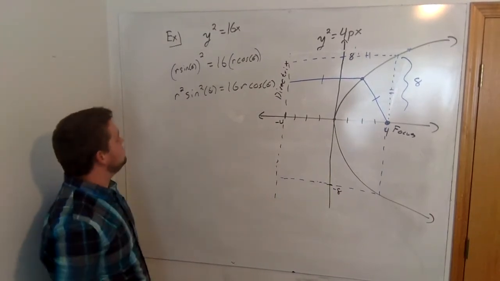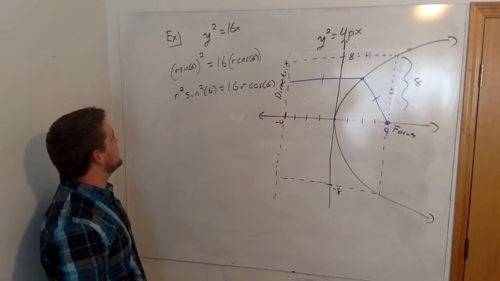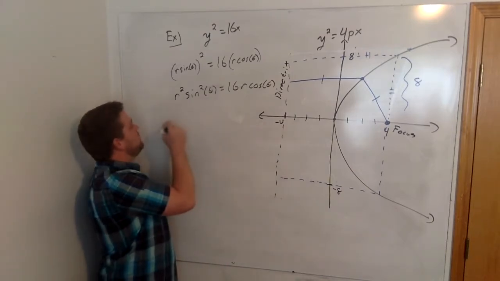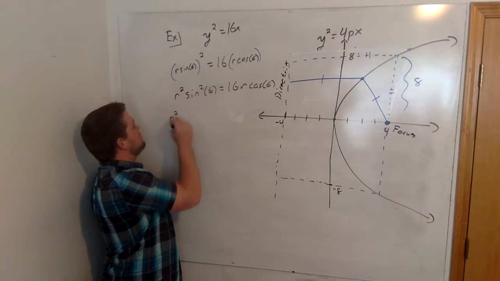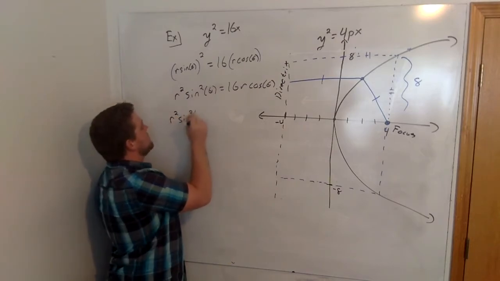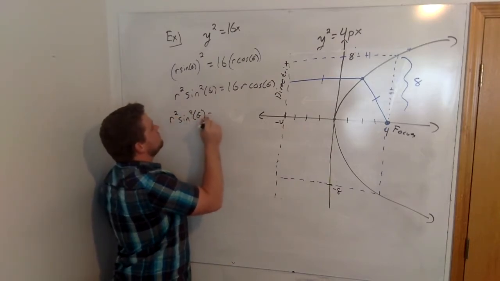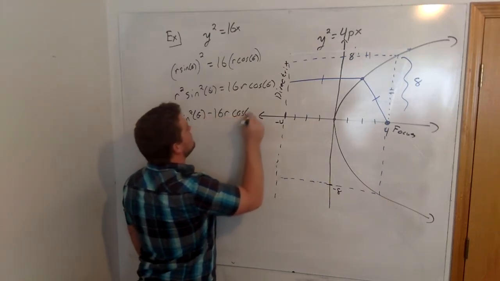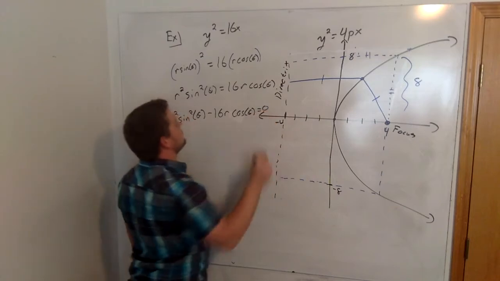Okay, so let's see what to do with this. Let's try to clean everything up. I'm going to go ahead and move everything to one side. So how about we write this as r squared times sine squared of theta minus 16r times the cosine of theta will be equal to 0.